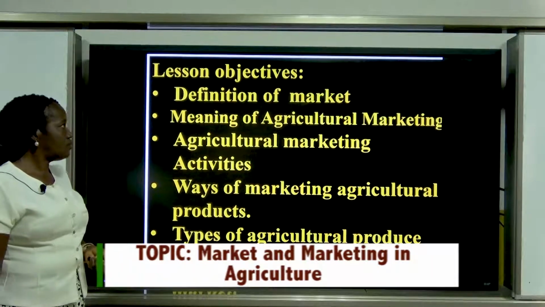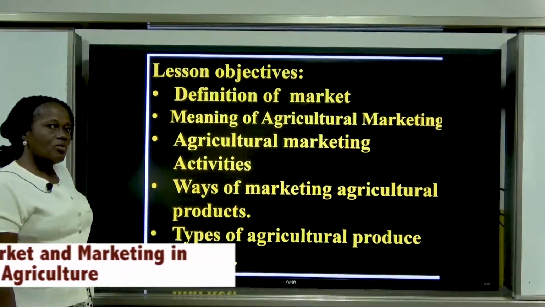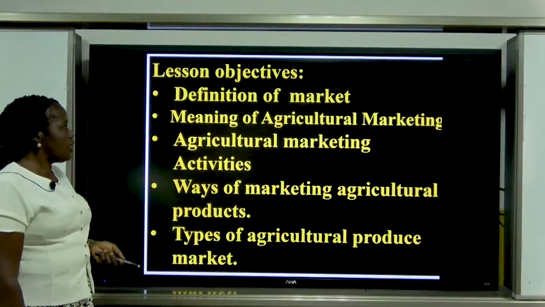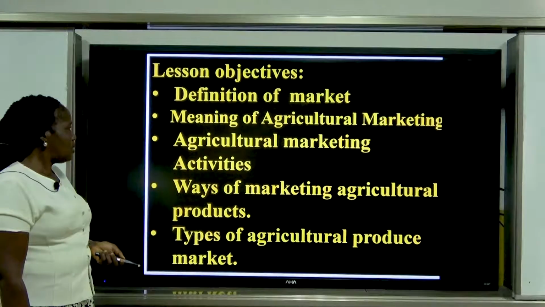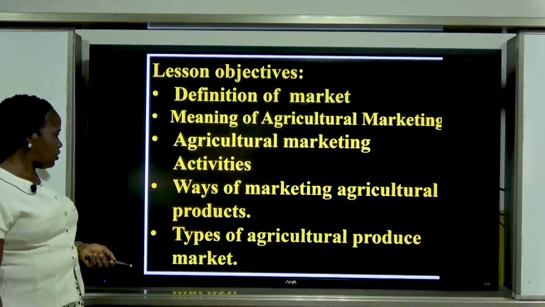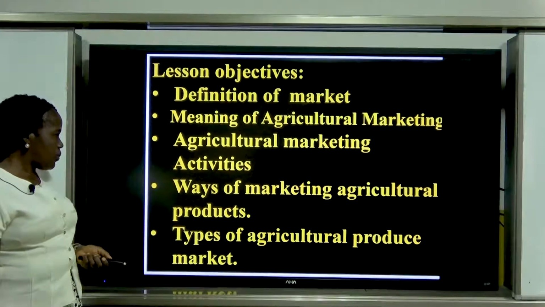Our objectives. At the end of the lesson, we are expected to define market, meaning of agricultural marketing activities, ways of marketing agricultural products, and the last one is type of agricultural produce market.